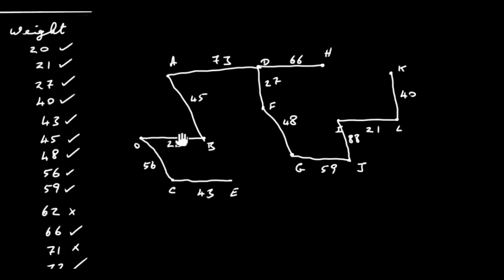Once she's back here, then we've got to go 20 over to B, then 45 up to A, then 73 out to D. Now she's got to go out to H, which is 66, and then she's got to come back, which is another 66. So we've got to do 66 twice. We've got to go down 27, 48, 59, 88, 21, and up to 40.